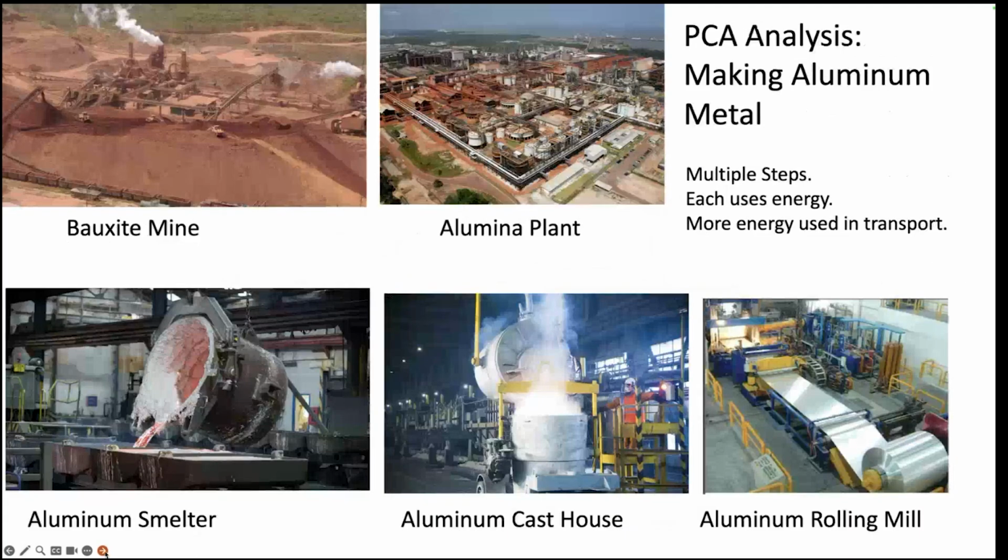So here's an example. This would be a PCA analysis for making aluminum metal. So there's multiple steps. Each of them uses energy, and more energy is used in transporting. So here's a bauxite mine. Bauxite is the aluminum ore, and then it has to be transported to an aluminum plant to convert the ore into alumina, which is aluminum oxide. And then that is smelted.